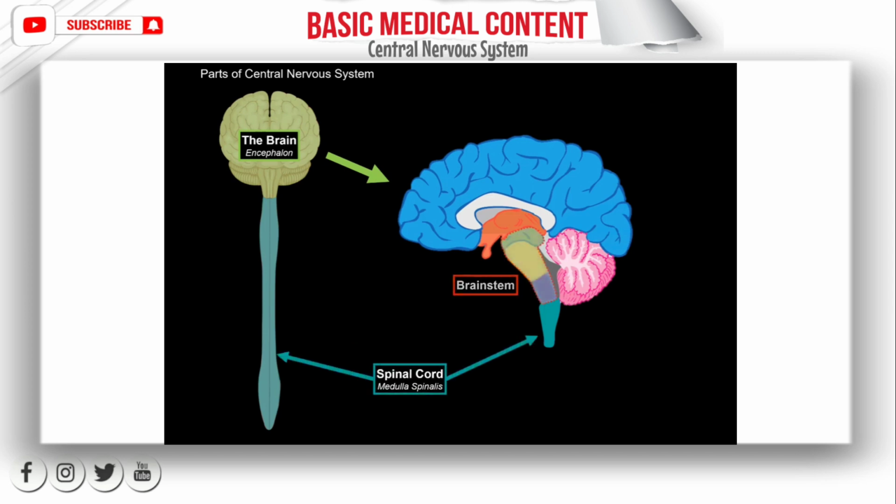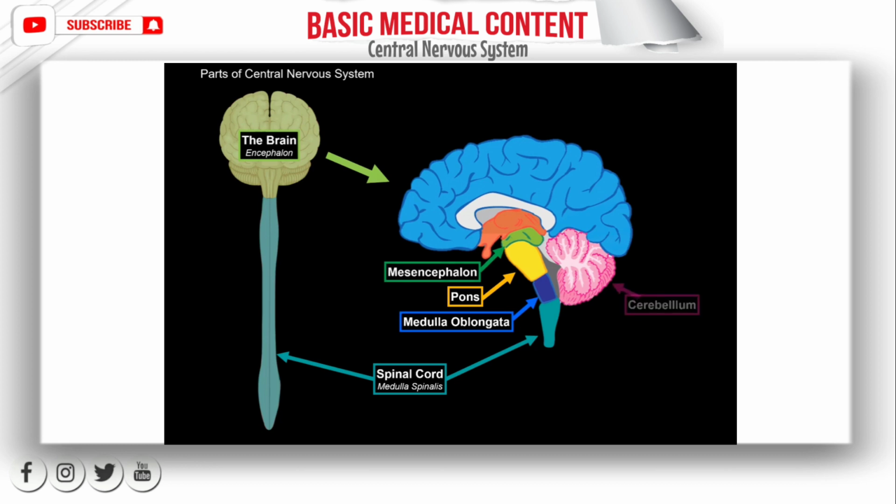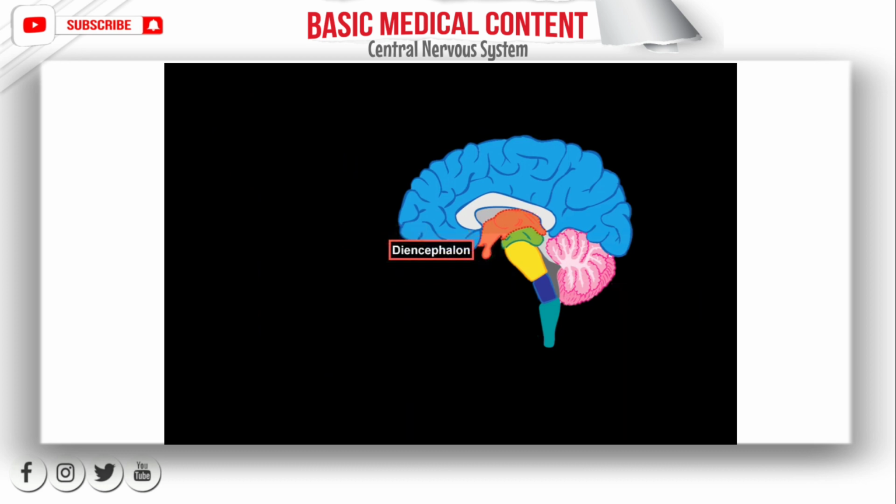We have the brainstem, which consists of the medulla, pons, and the midbrain, or the mesencephalon. We have the cerebellum back here, then the diencephalon and the telencephalon. Our focus in this video is going to be the diencephalon, which is here.